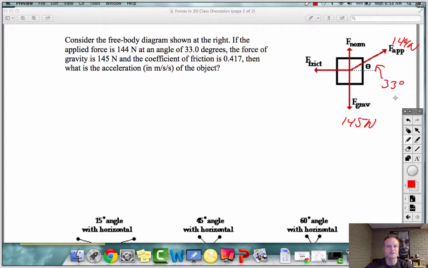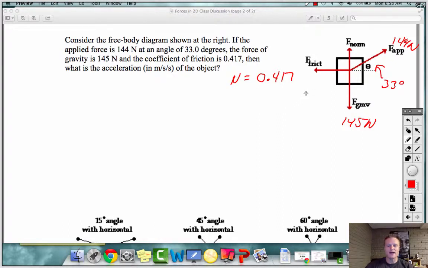Okay, so I'm just updating my free body diagram, putting stuff in that I know so I can see things a little better. The other thing that's useful to know is that the coefficient of friction is 0.417. That is mu. Okay, 0.417. Okay, cool. What do I do to solve this problem?